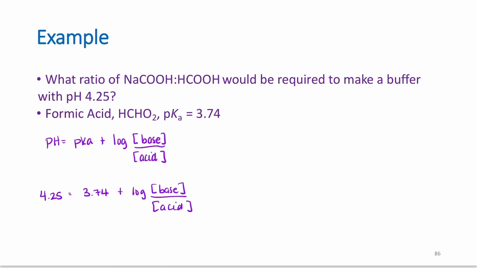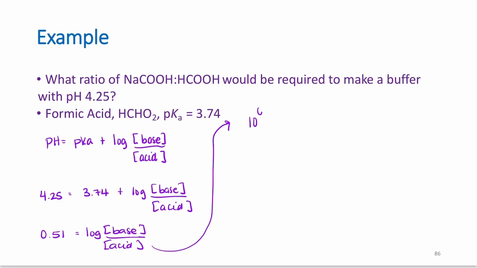So I'm going to solve this. This difference, 4.25 minus 3.74, is going to give me a difference of 0.51. That equals the log of the base over acid. I need to undo that log. So 10 raised to the 0.51 equals 10 raised to the log of the base over acid concentration. And that gives me 3.23 is equal to the ratio of base to acid.